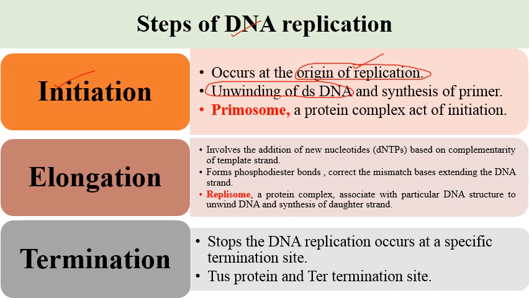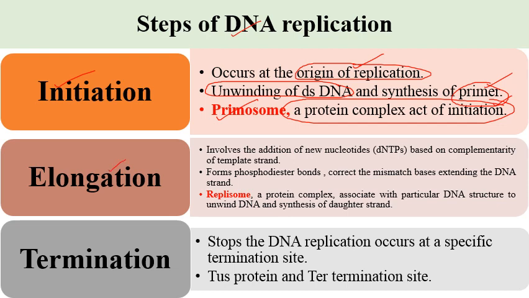So the double-stranded DNA is unwound, and there is synthesis of primer, that is a piece of RNA or segment of RNA. Then comes primosome. It is a complex formed by protein and acts as an initiation factor. So this primosome starts the initiation of DNA replication.